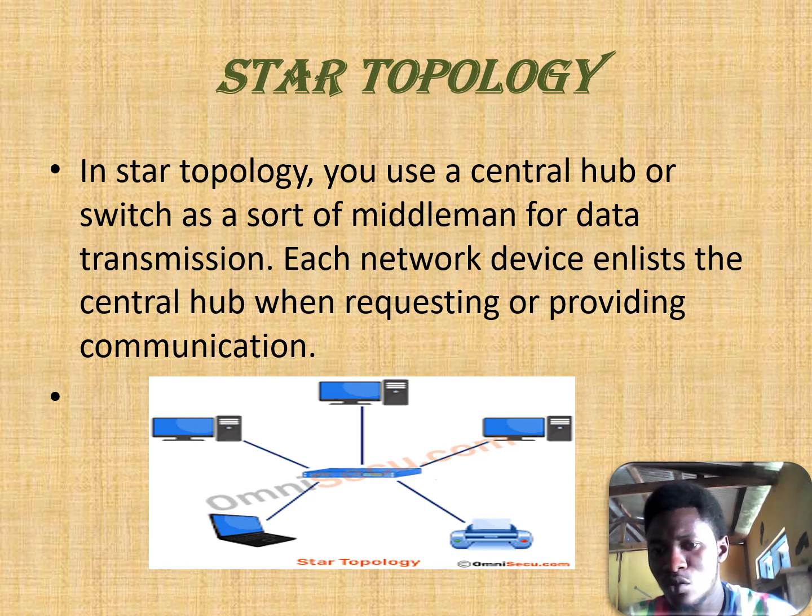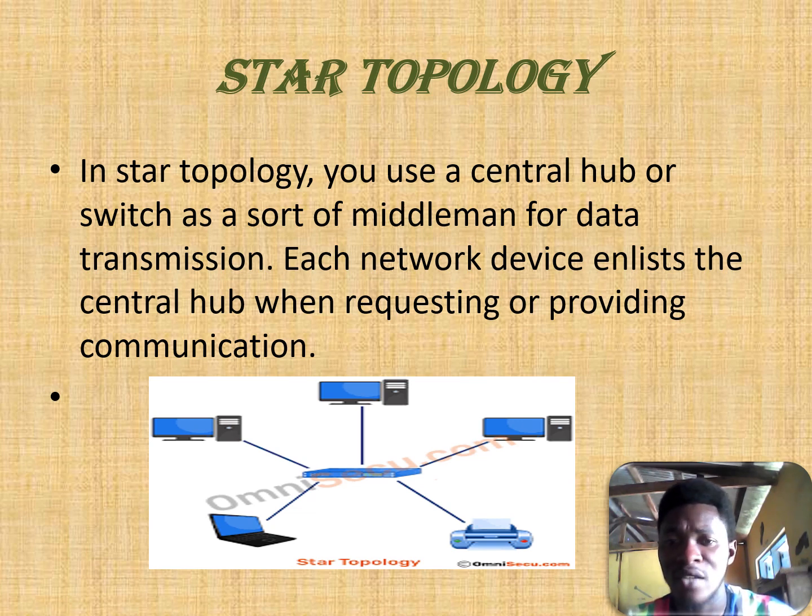We move on to talk about the star topology. In star topology, you use a central hub or switch as a sort of middleman for data transmission. Each network device enlists the central hub when requesting or providing communication. So all devices are connected to a central hub. Mostly it's a switch. If you want to send information from one end to the other, you send it to the switch, and then the switch sends it to its destination.